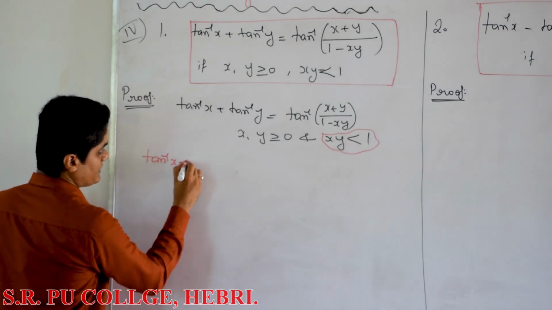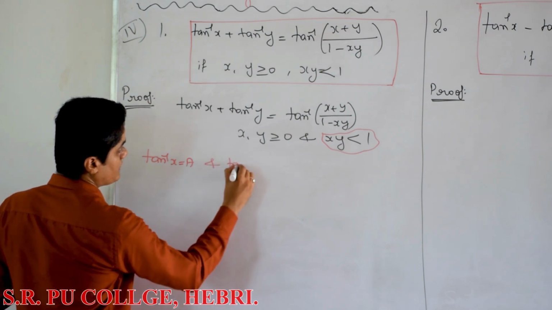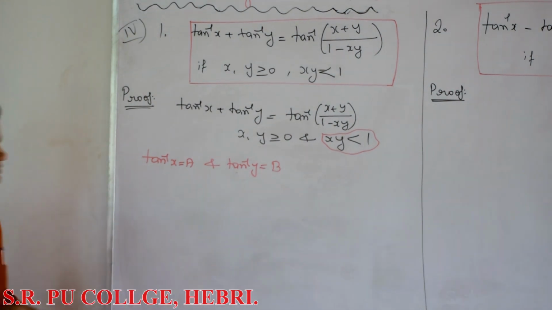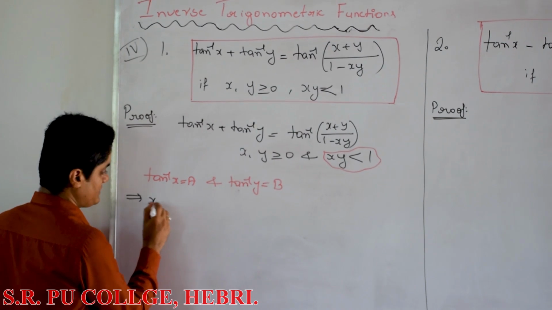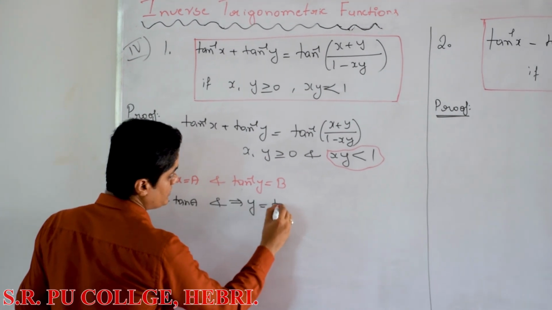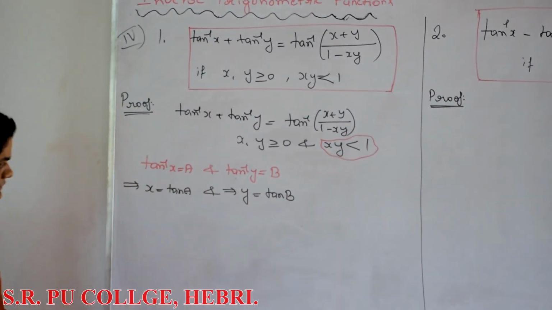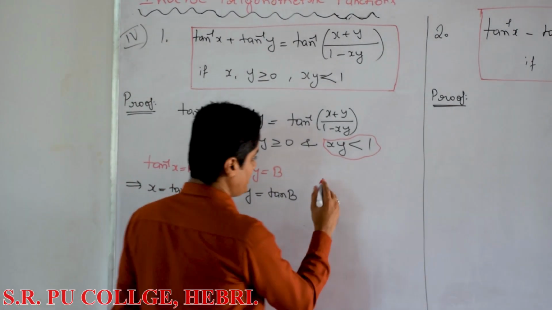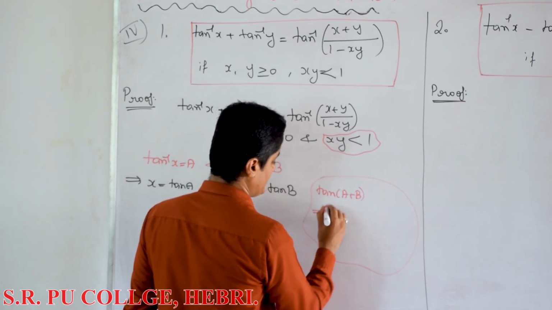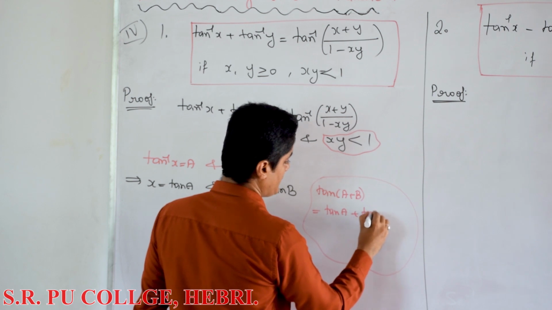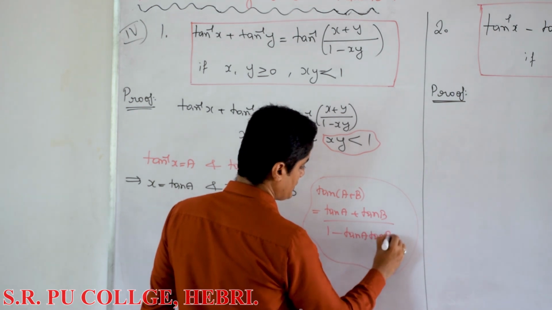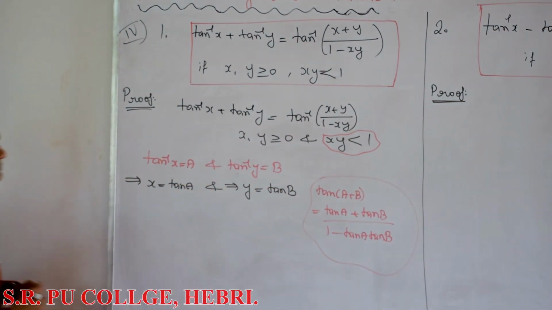Take tan inverse of x is equal to a and tan inverse of y is equal to b. Now if tan inverse of x is equal to a, this implies x is equal to tan a, and this implies y is equal to tan b. And we are using one formula from trigonometry from first PUC, and that formula is tan of (a plus b). Remember? Yes, it is (tan a plus tan b) divided by (1 minus tan a into tan b). So using this formula, we are going to prove this result.